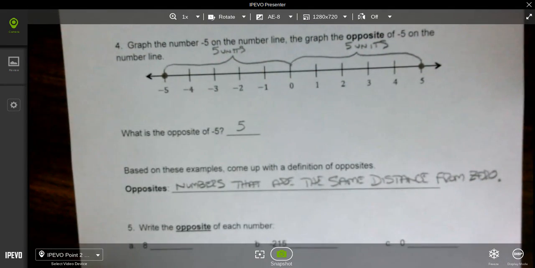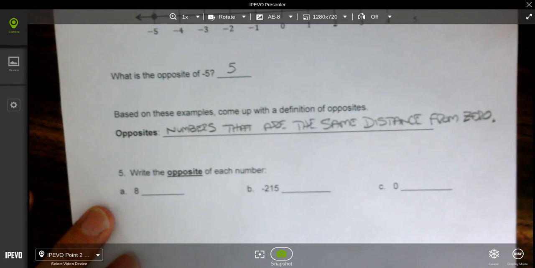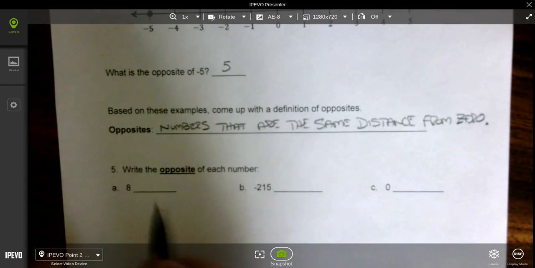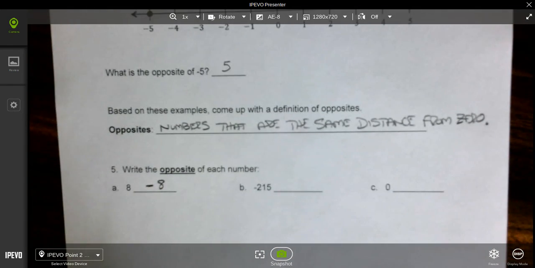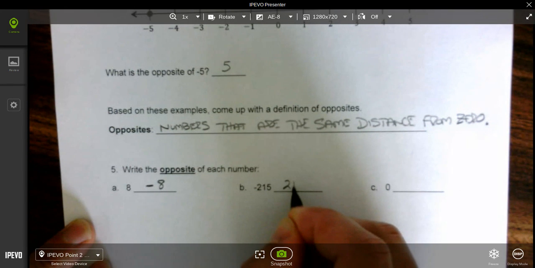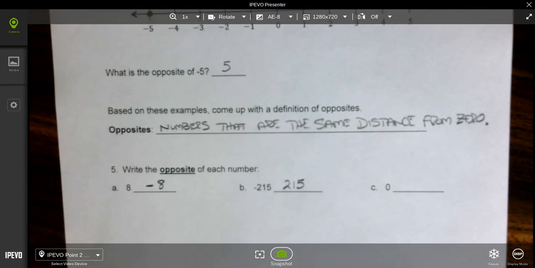Okay, and so underneath now in example number 5, they want you to give the opposite of each number. And so for letter A, the number is 8. 8 is 8 units away from 0. The opposite would have to be -8 because that is also 8 units away from 0. In letter B, -215, that's 215 units away from 0. The opposite would have to be +215 because that is also 215 units away from 0.